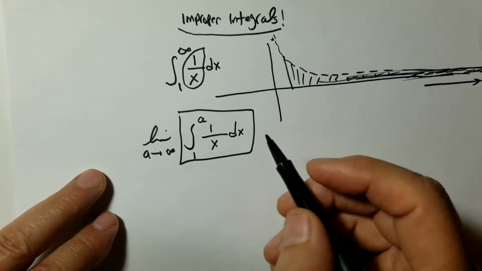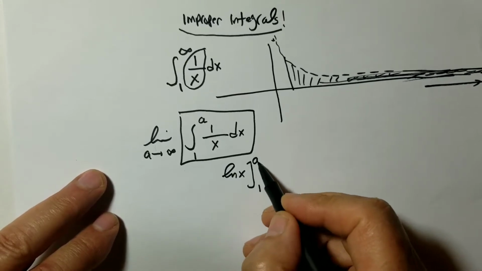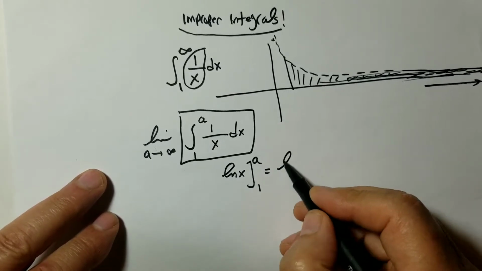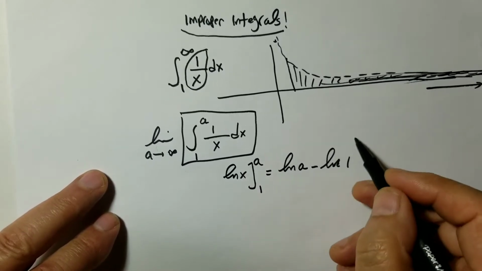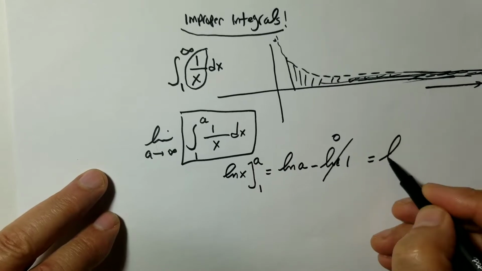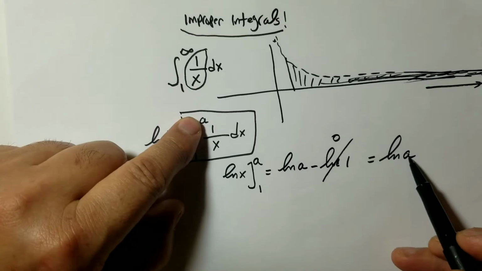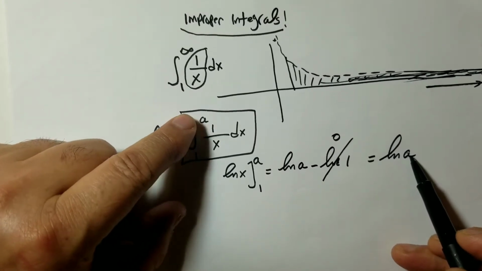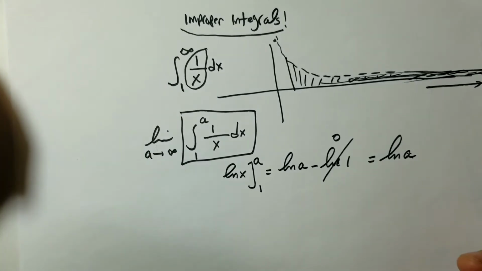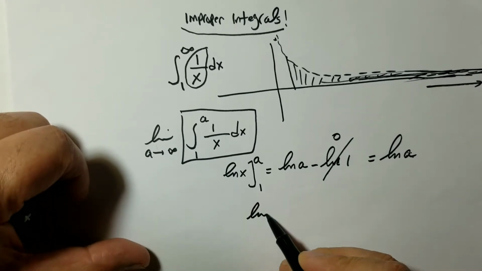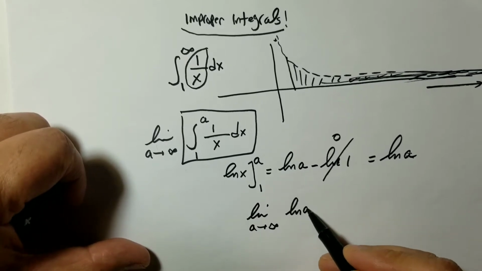Okay, what function's derivative is 1 over x? It's natural log of x from 1 to A. And that becomes natural log of A minus natural log of 1. Natural log of 1 is 0. The area under the curve is natural log of A. If A is 2, the area under the curve is natural log of 2. If it's 3, natural log of 3. 10, natural log of 10. 100, natural log of 100. But what is the area as A approaches infinity of natural log of A?